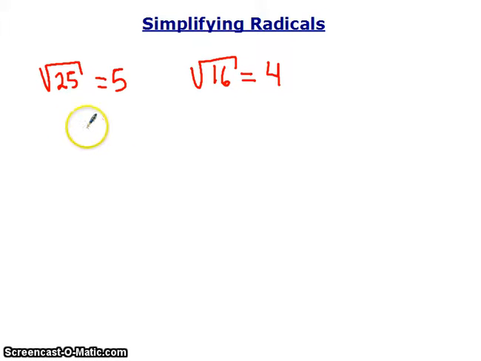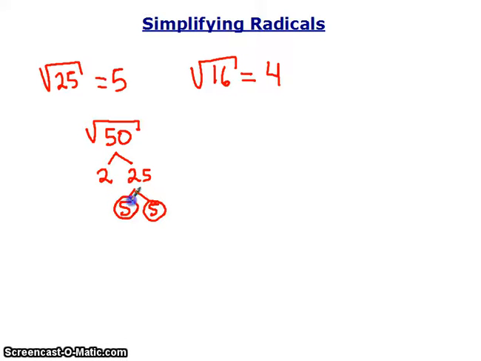Let's look at number 50. The square root of 50. To simplify radicals, we need to rewrite this number as the prime factorization. Let's review. Okay, 50 is 2 times 25, and 25 is 5 times 5. Prime, prime, prime. So when you take the square root of 50, it's taking the square root of 2 times 5 times 5.